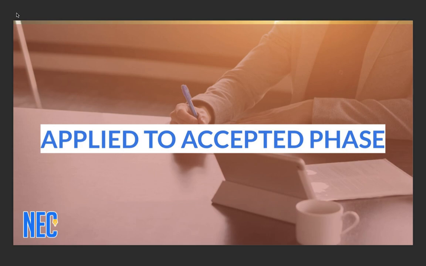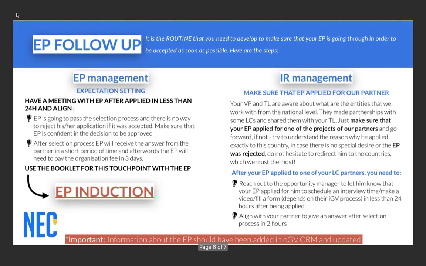Let's go further to the apply to accept phase. Here's the thing: there are mainly two things that we need to be aware of in this phase, EP management and IR management. This is a routine that you need to develop to make sure your EP is accepted as soon as possible. So here are the steps.